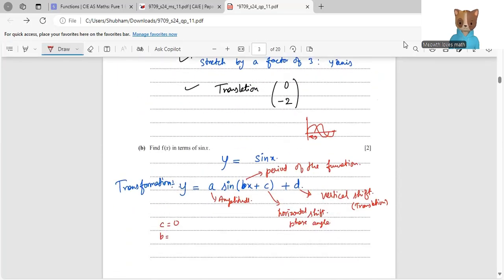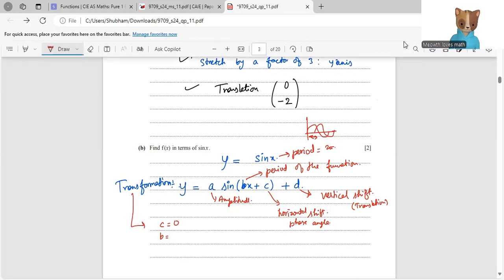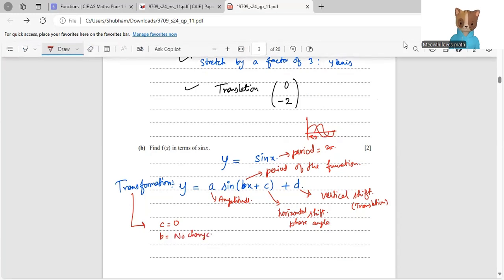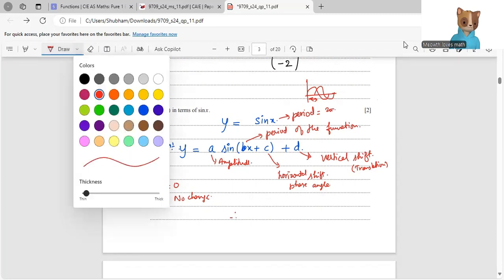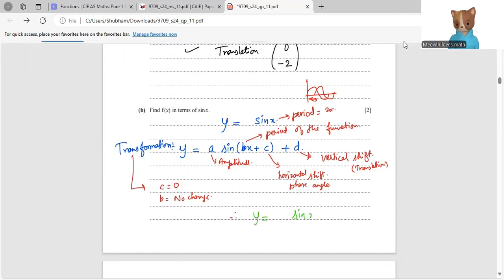What is the period of sine x? Sine x period is 2 pi. So the resultant graph after transformation is also 2 pi. So b is also, there is no change. Okay, no change. So it will remain sine x. Therefore, my final equation, I can conclude, is y equal to sine x, right?